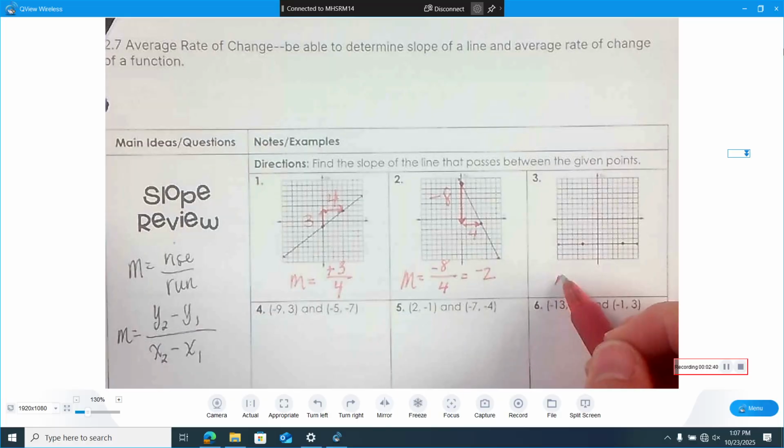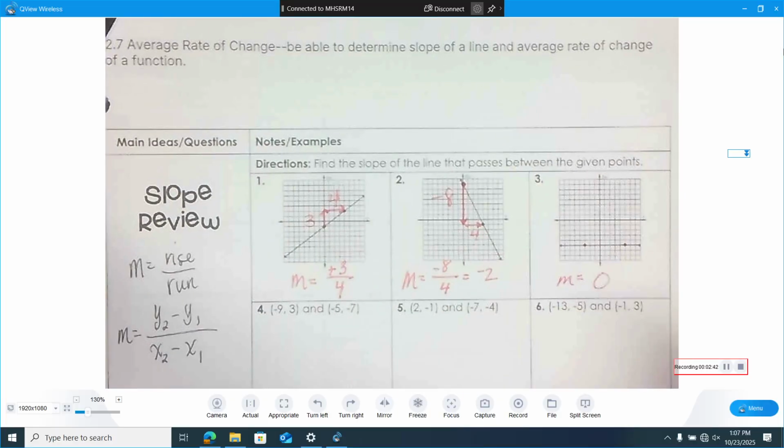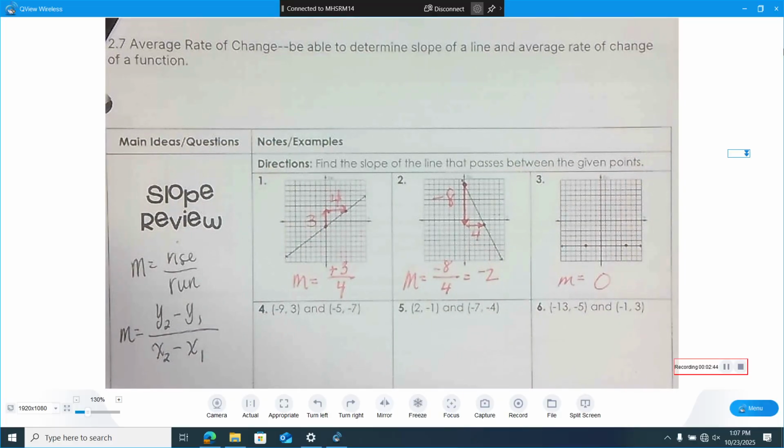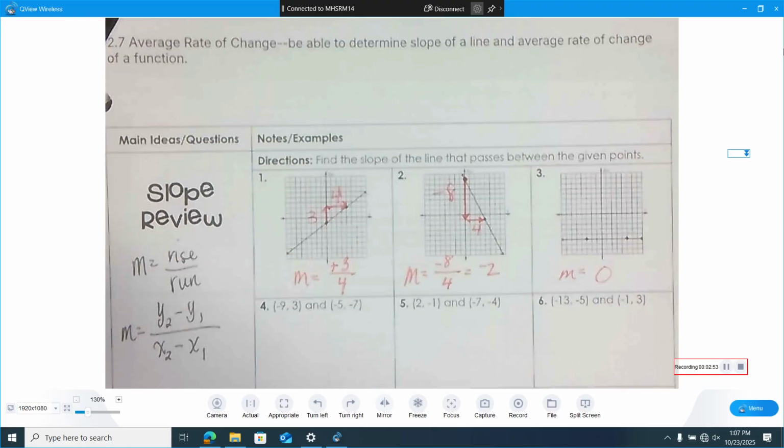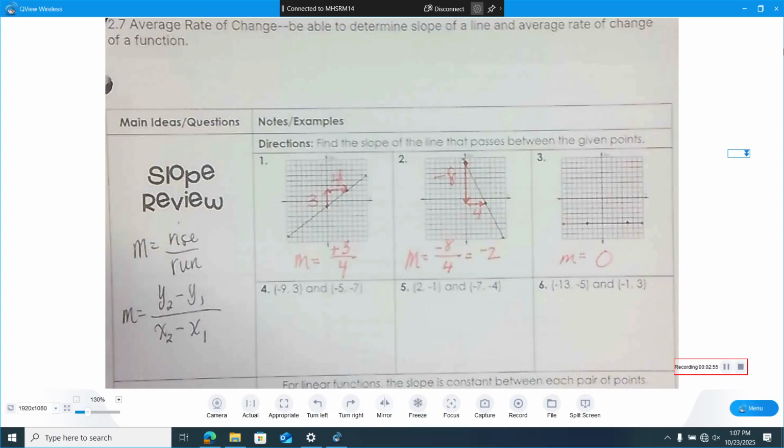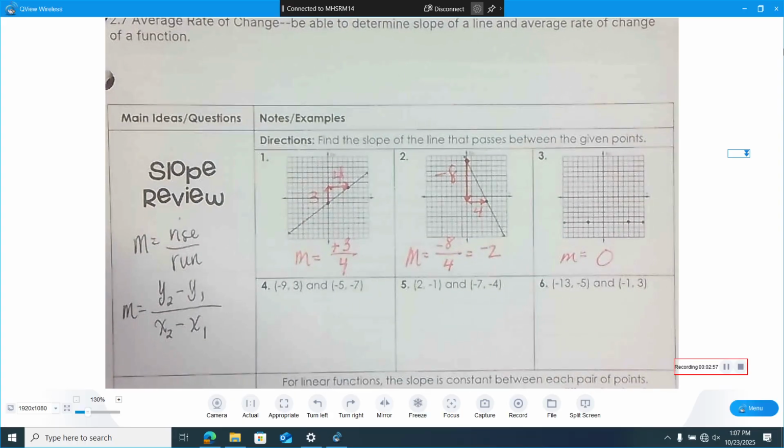What's the slope here of number 3? 0. It has no slope. It is not changing. It's not going up. It's not going down. It's 0. It's right in between up 1 or down 1, okay? So it is a slope of 0. Okay, so that's easy when we have just a graph to look at, super easy.